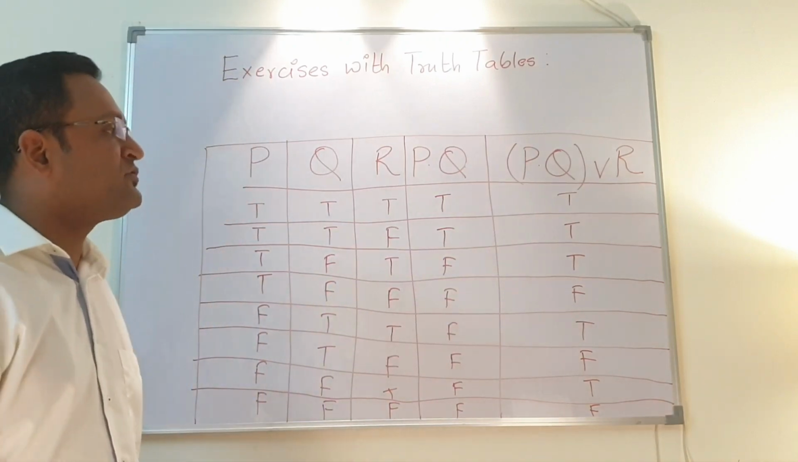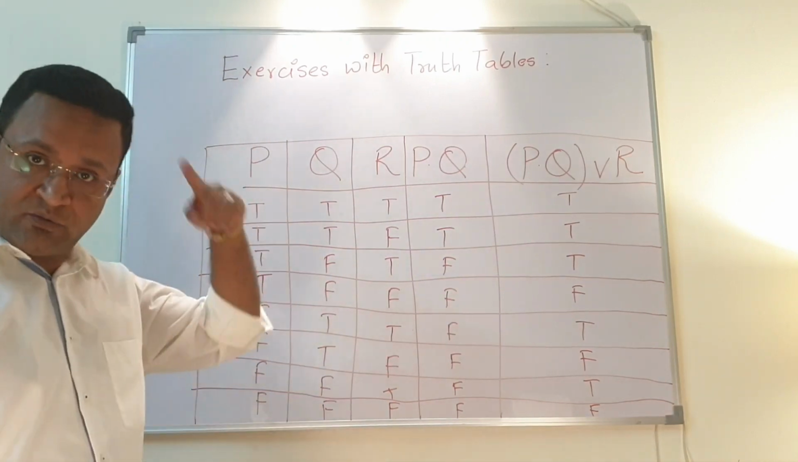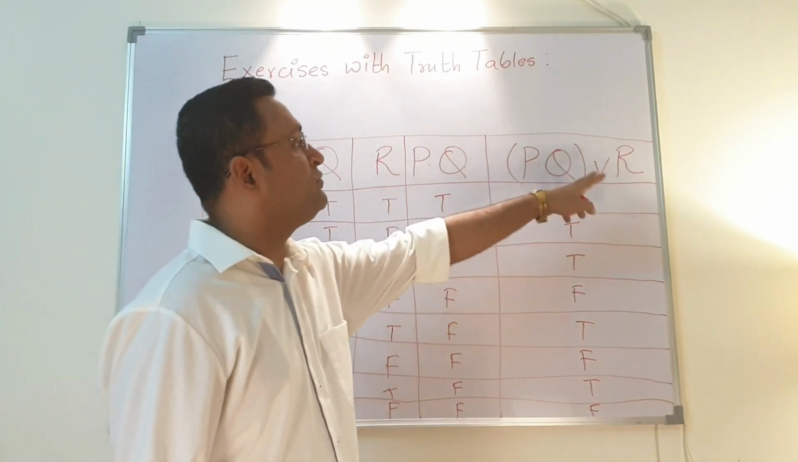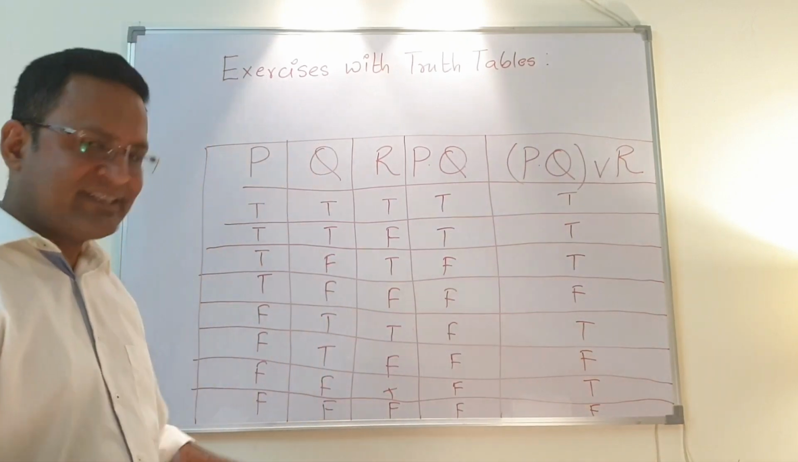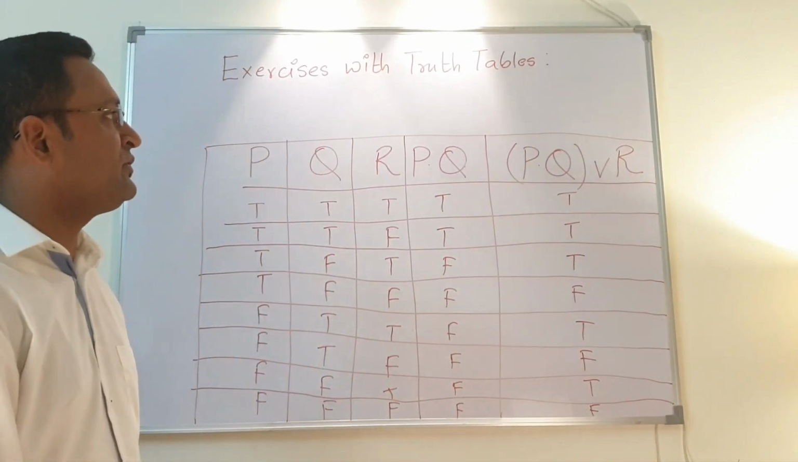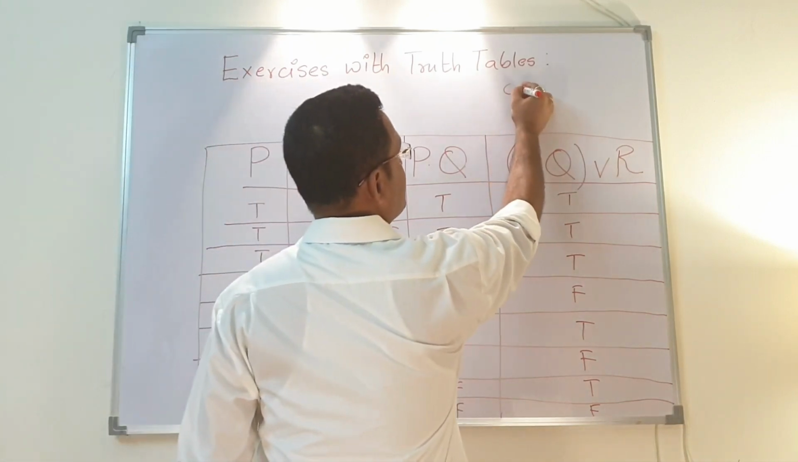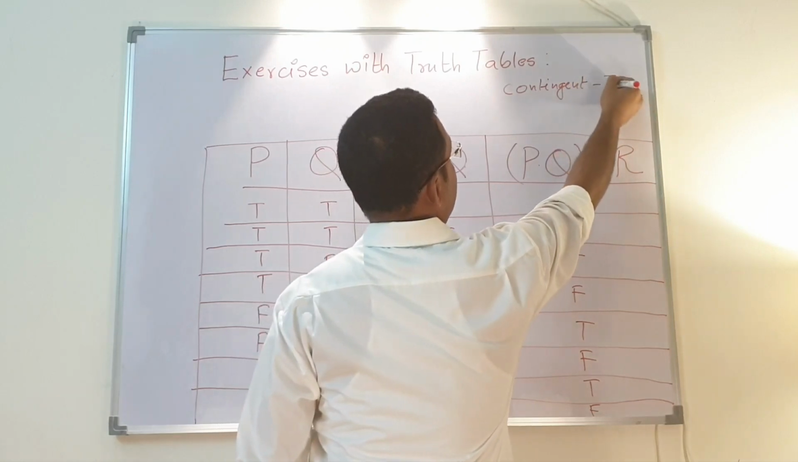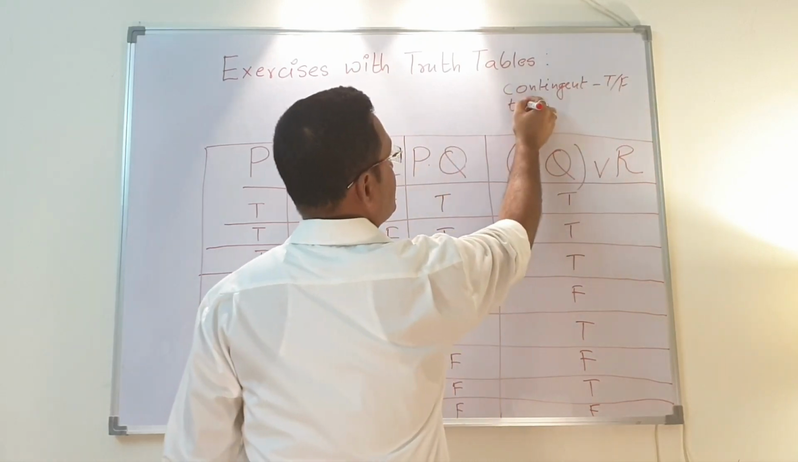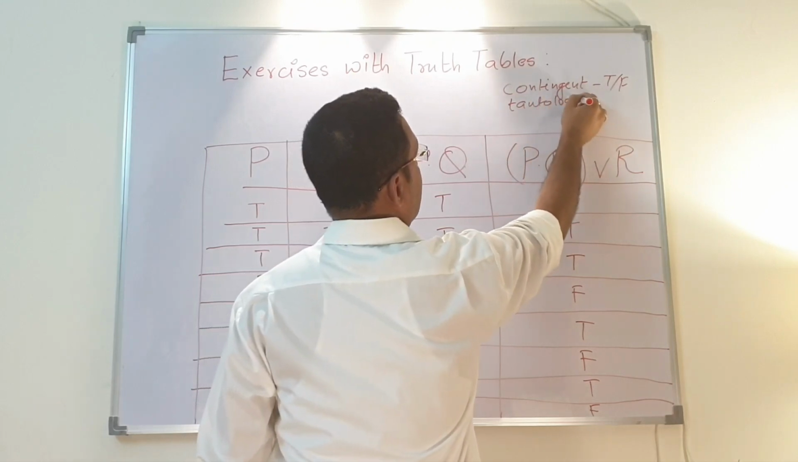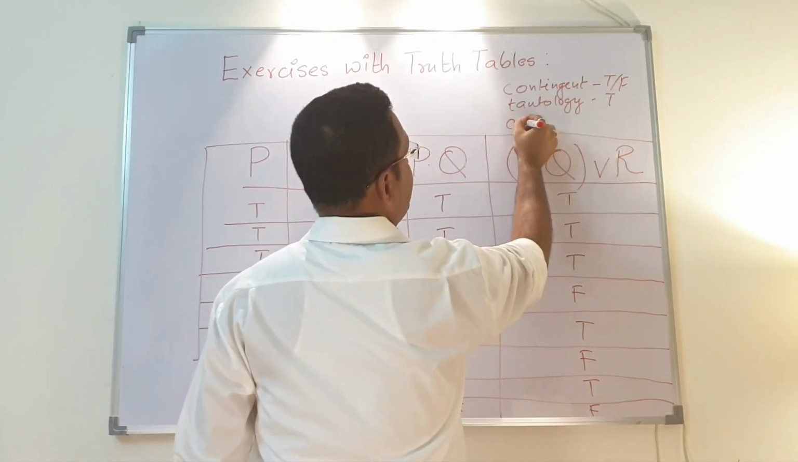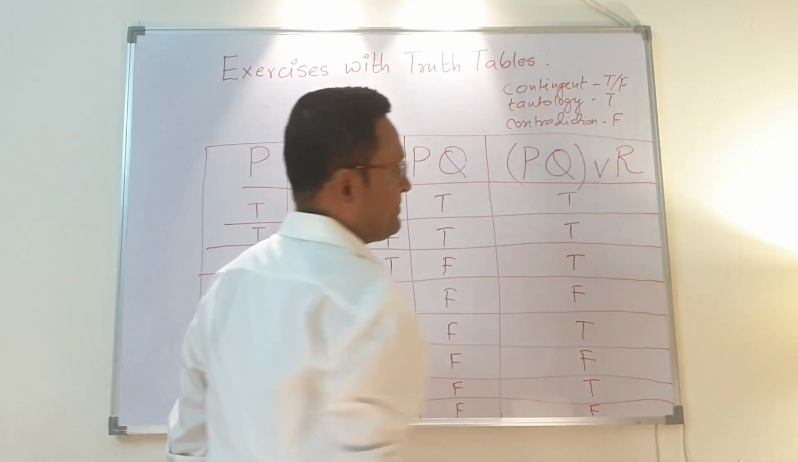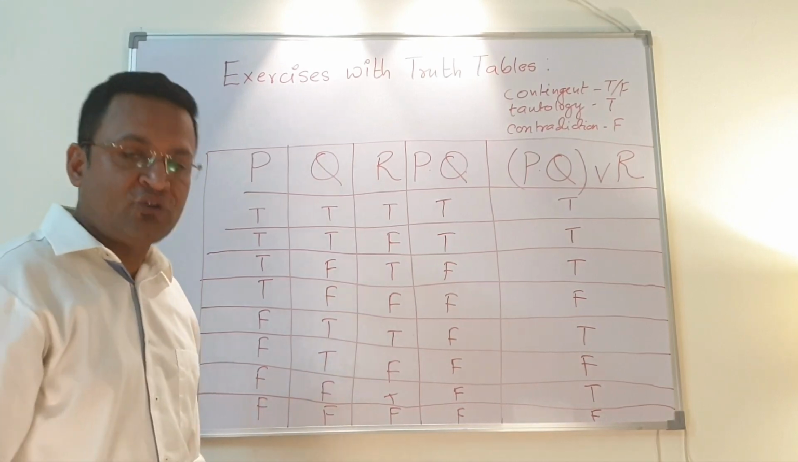Now, once we have prepared the truth table, we have to check. And as you see in the question, they have said to prove or show that P dot Q wedge R is a contingent proposition. Now, what does it mean when we say something is contingent? If you remember, contingent propositions are those propositions which can be either true or false. Tautologies are always true and contradiction is always false.